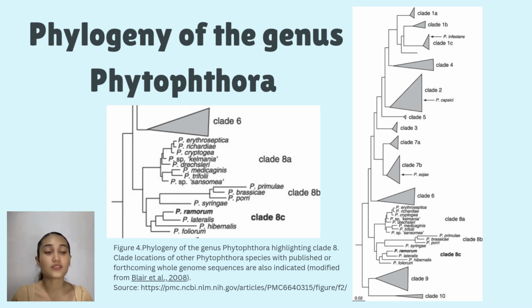So based on the picture that can be seen on the screen, within the Phytophthora genus, Phytophthora ramorum belongs to clade 8C, together with Phytophthora lateralis, Phytophthora hibernalis, and Phytophthora foliorum. These species are genetically distinct, and their exact origins remain unclear. Based on molecular studies, Phytophthora lateralis is considered the closest known relative of Phytophthora ramorum, although its precise evolutionary relationship with Phytophthora hibernalis and Phytophthora foliorum is still uncertain.